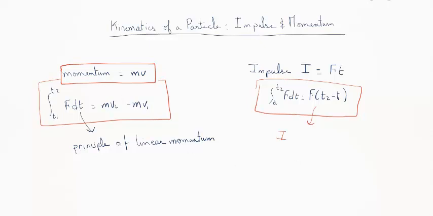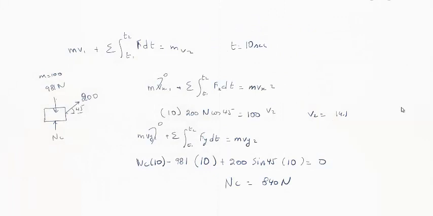So let's do maybe a quick example on that. We have a body, weight is 981. We have the reaction, we have 200 Newton acting on it, 45 degrees. It's starting from rest, and we want to know what's the velocity after 10 seconds.